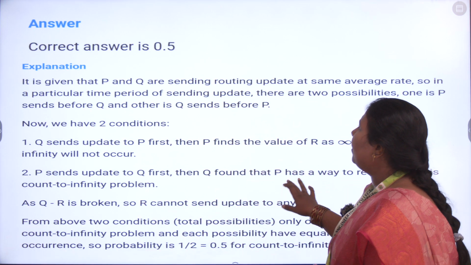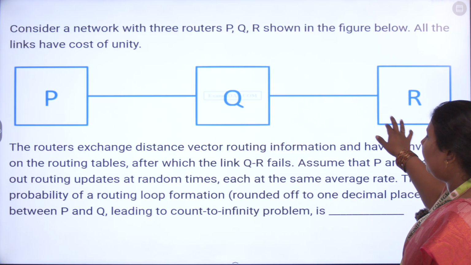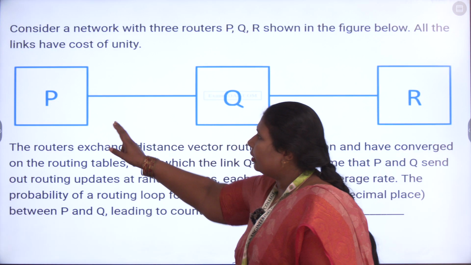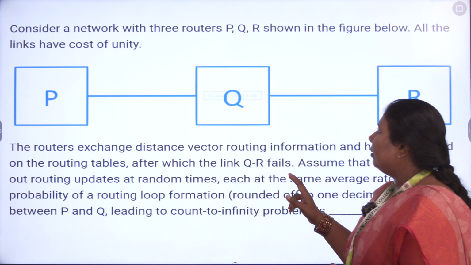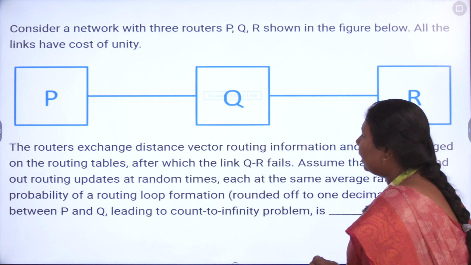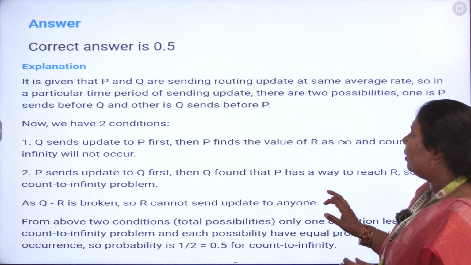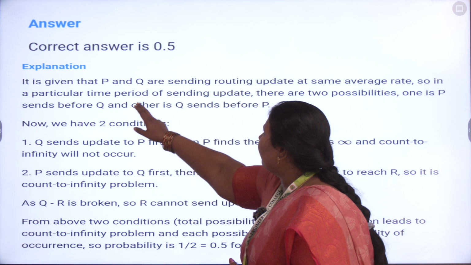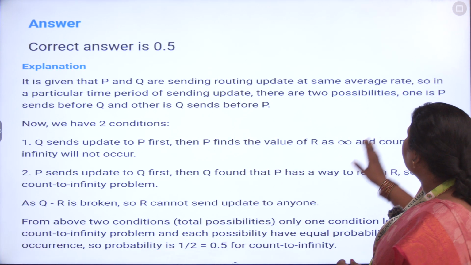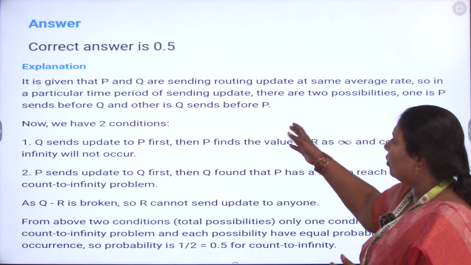How? If P and Q are linked together and R fails, P will keep on communicating with Q, and Q will again send to P. It waits for a delay. Some delay it will take in order to recognize that R has failed. So on average, P and Q send updates at the same average rate. So either P sends before Q, or Q sends before P.